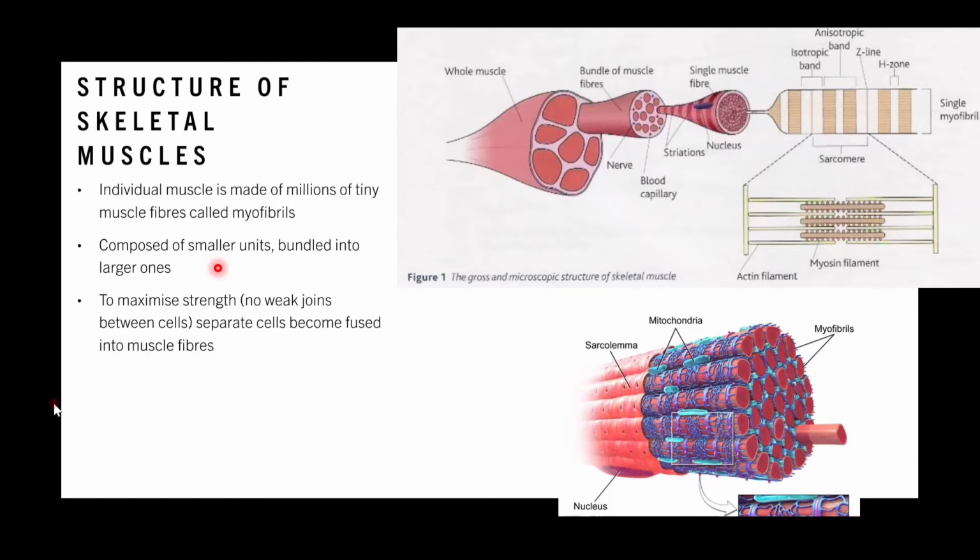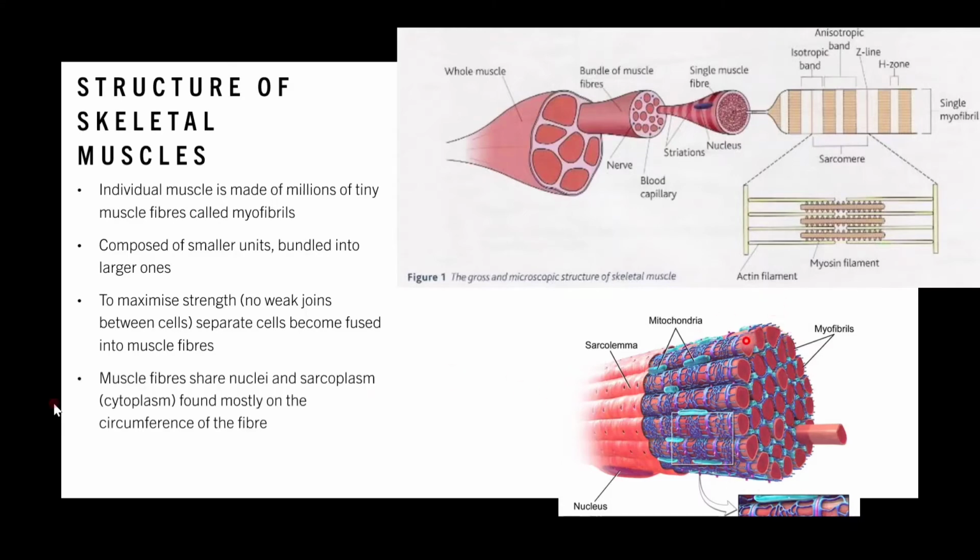However, there is a problem with this idea. If we have all of these smaller units joined together, there could be weak joints between all of the cells, because all of these little links between the units can be quite weak if we don't have anything in place to counteract this. If they were weak, they wouldn't be able to withstand contraction and all of the movement that we want. So to maximize the strength of our muscles so they're able to undergo this contraction, all of these separate smaller units, these myofibrils, become fused together into muscle fibers. This means the joints between all of these smaller units are not weakening our muscle. We're maximizing our strength. They all fuse together to form these muscle fibers.